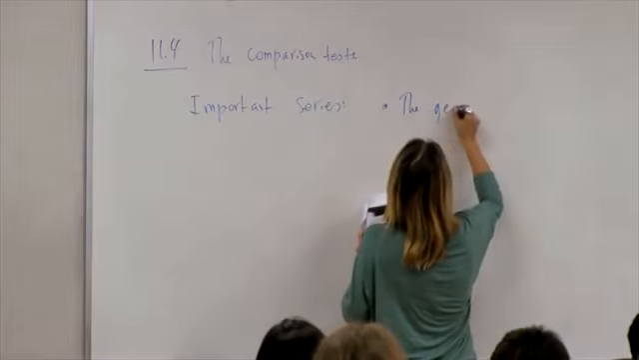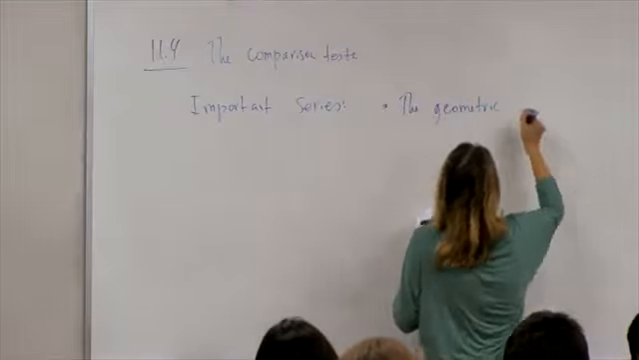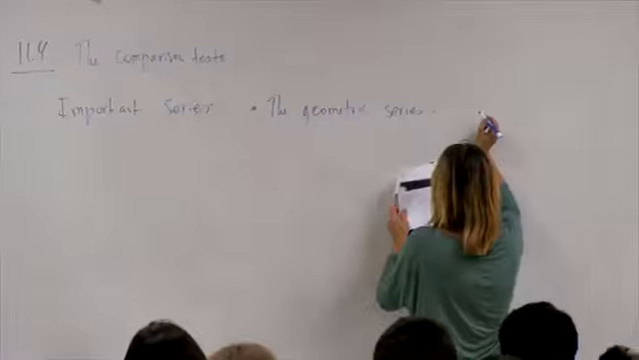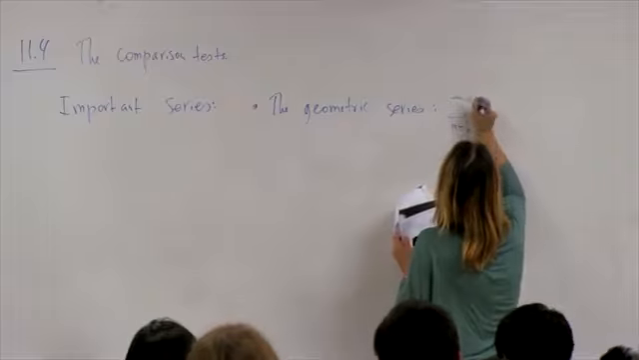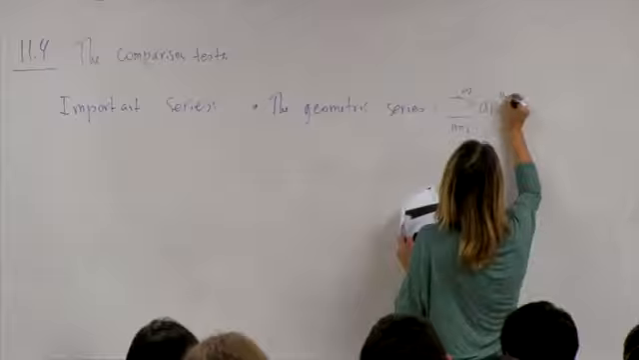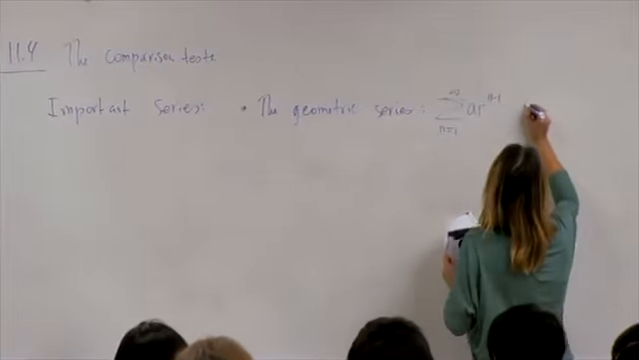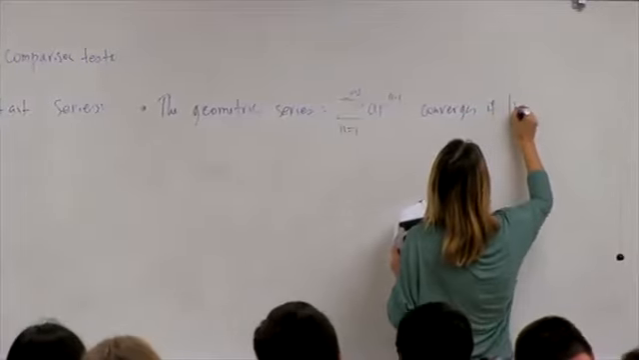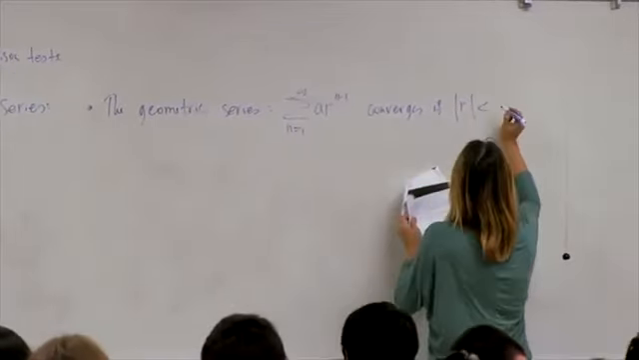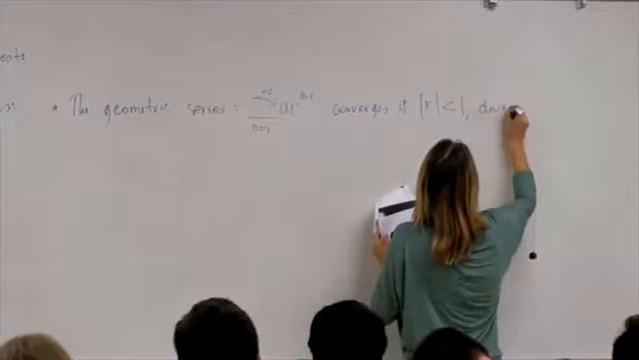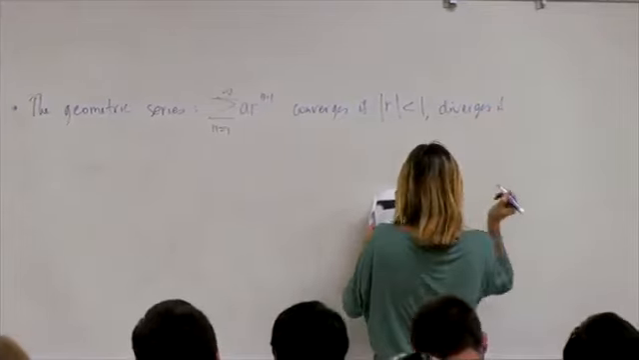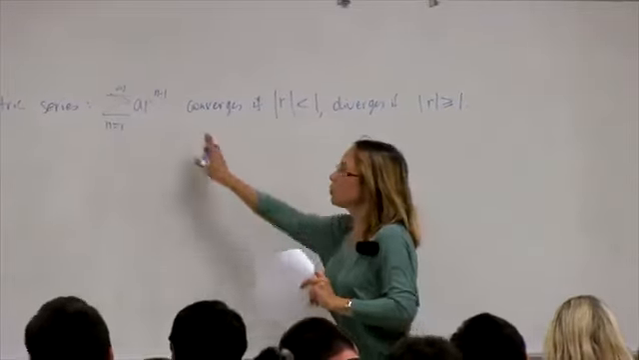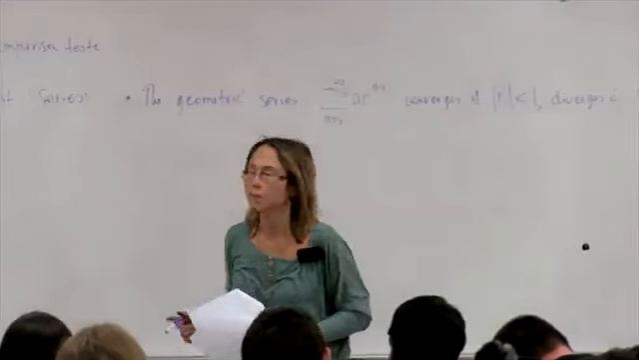The geometric series. So we have the sum of a r^(n-1), okay, converges if r is less than 1, diverges if r is greater or equal than 1, right? We know everything about this series, okay?